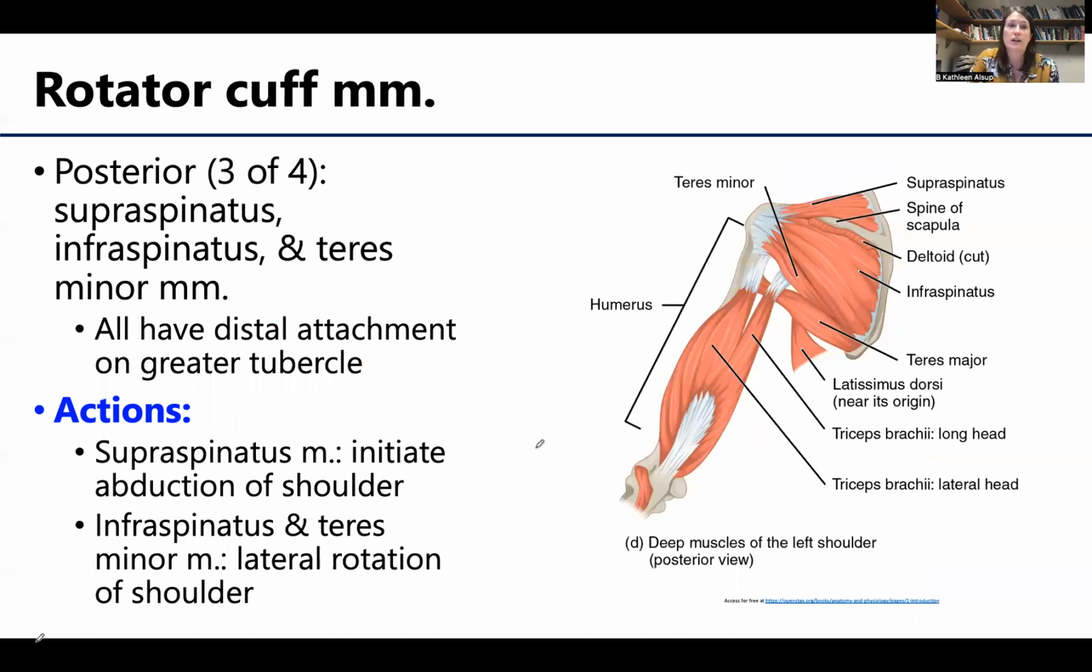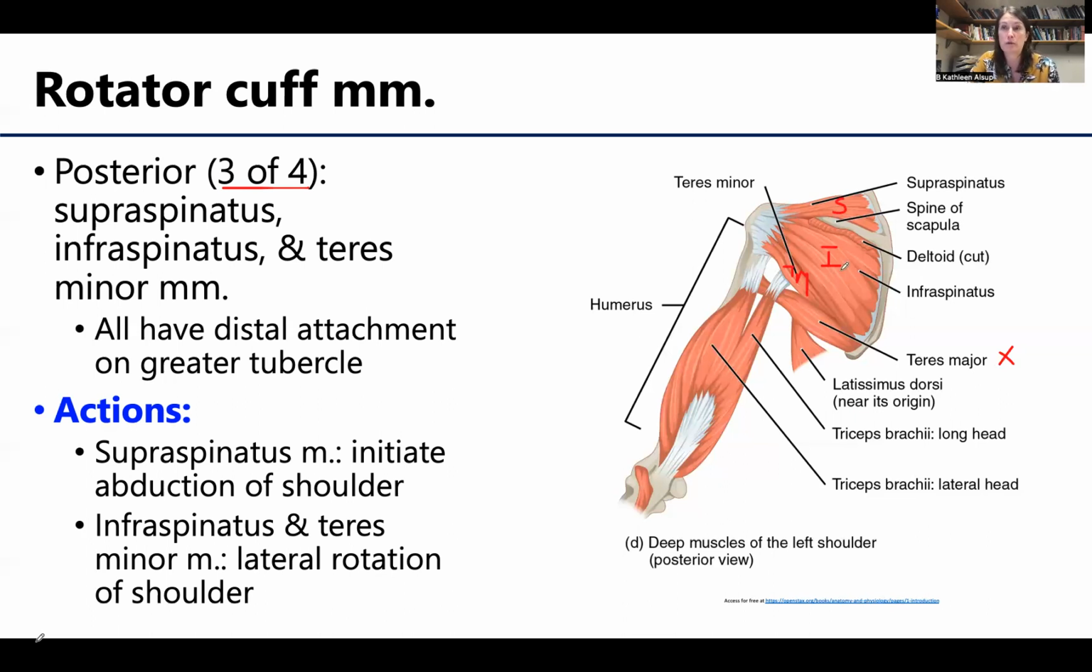All right, and then the rotator cuff muscles. So these are going to have their proximal attachment either on the posterior side, which is most of them, of the scapula, or the anterior side. So the three posterior rotator cuff muscles are the supraspinatus, so above the spine of the scapula, the infraspinatus, below the spine of the scapula, and the teres minor, which you can see here. You do have a teres major muscle that also is going to go and attach on the humerus. It is not considered a rotator cuff muscle, so it's not forming the rotator cuff around the shoulder joint.